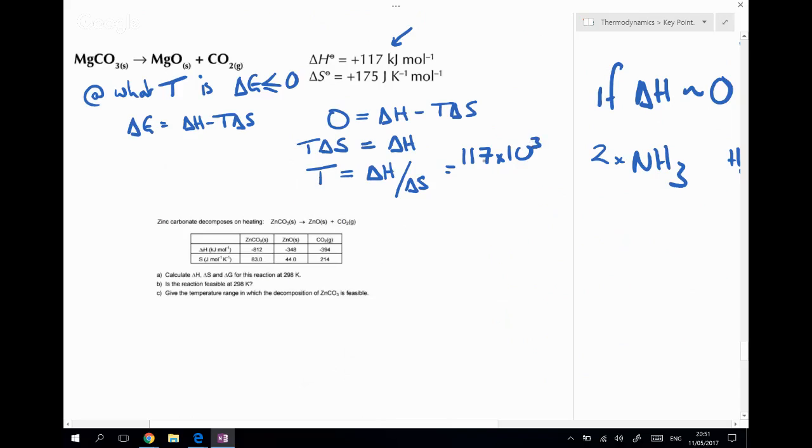So we have 117 times 10 to the 3 over 175. And I'm just going to put that into my calculator. So we do 117,000 divided by 175. And we get here a value of 668.57. So I'm going to round that up to 3 significant figures because that's what I'm being given in the question. And remember that this is a temperature and that this is in Kelvin.